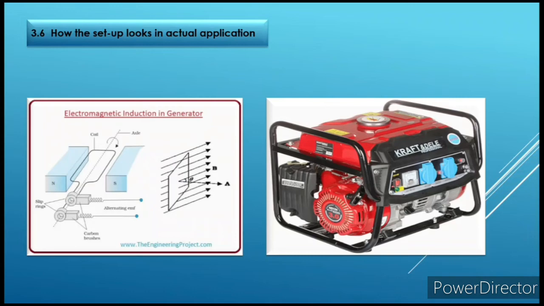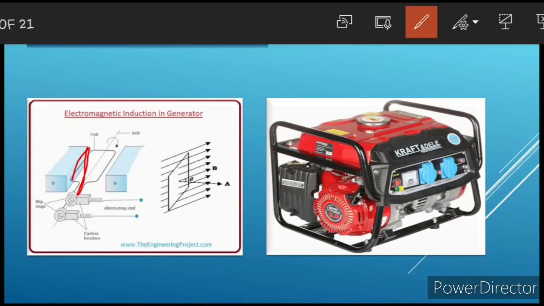How the setup looks in actual application: electric generators work on the principle of electromagnetic induction. When the coil rotates, it cuts the magnetic field which lies between the two poles of the magnet. The magnetic field interacts with the electrons in the conductor to induce a flow of electric current inside it.